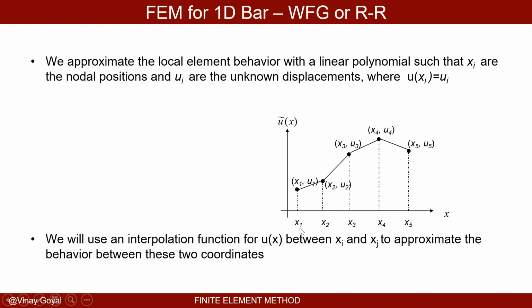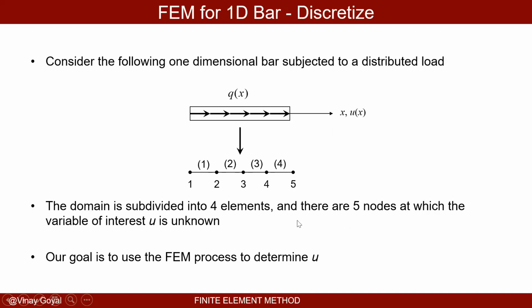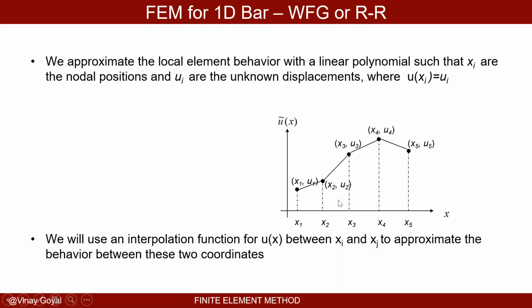We will first approximate the local element behavior with a linear polynomial such as xi. So here you can see I have nodal values. I have these nodes at x1, x2, x3, x4, x5. I'm going to show them here in this x-axis. Those are where the nodes are, and u are the values at those nodes. I'm making them up for illustration purposes. So u1 is a nodal value at x1, u2 is a nodal value at x2, and so forth.